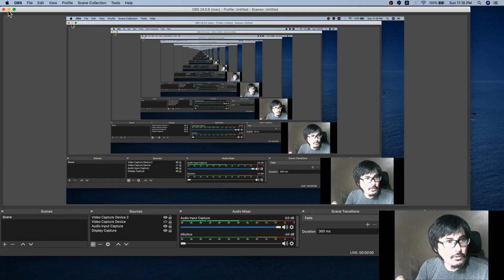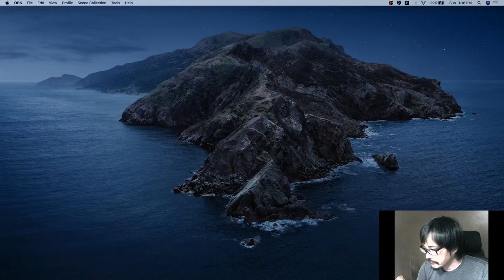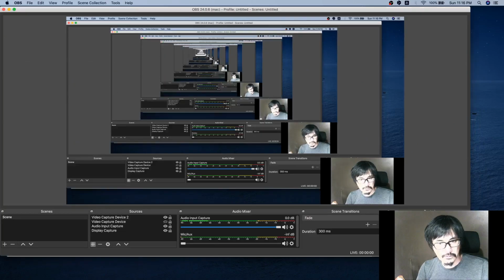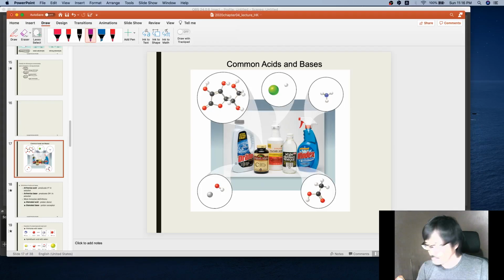Alright, so let's do the second part of lecture 4. Okay, so we're going to talk about acid-base neutralization reactions. Some of those acids and bases that surround us are listed here. Vitamin C, for example, that's an acid, by the way, and ammonia is a common base.